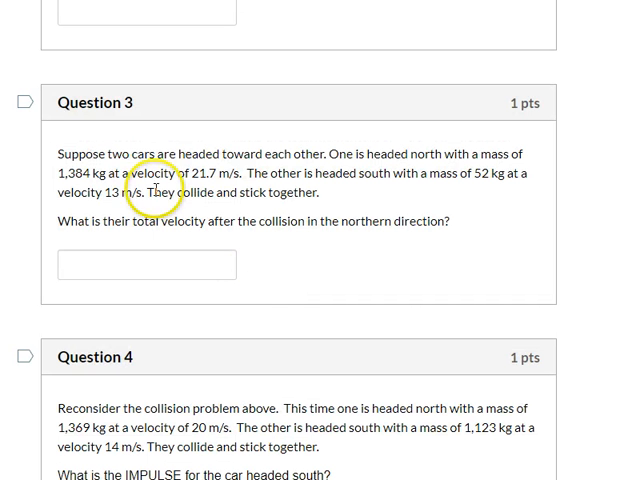In question 3, we're adding on a little bit to the problem in question 2. Now we have one headed north, one headed south. They collide and stick together. What's the total velocity after the collision? Again, we've got M1 V1 minus, because they're heading in opposite directions, M2 V2, where V2 is the one headed south.